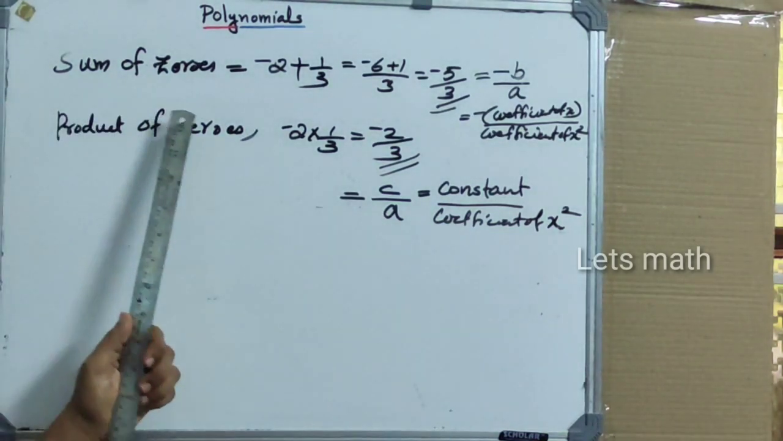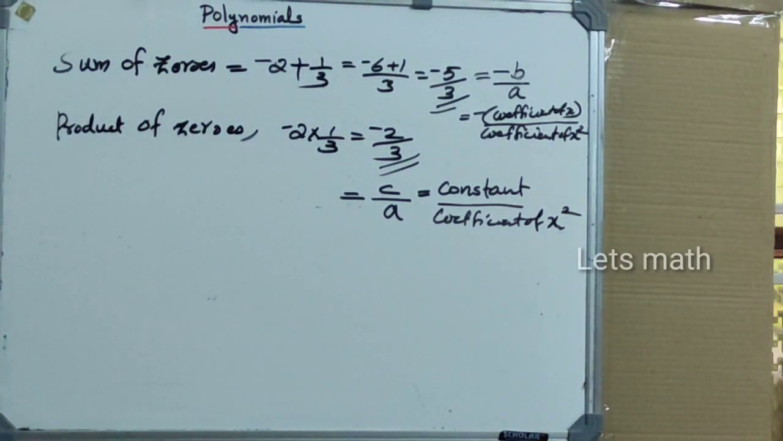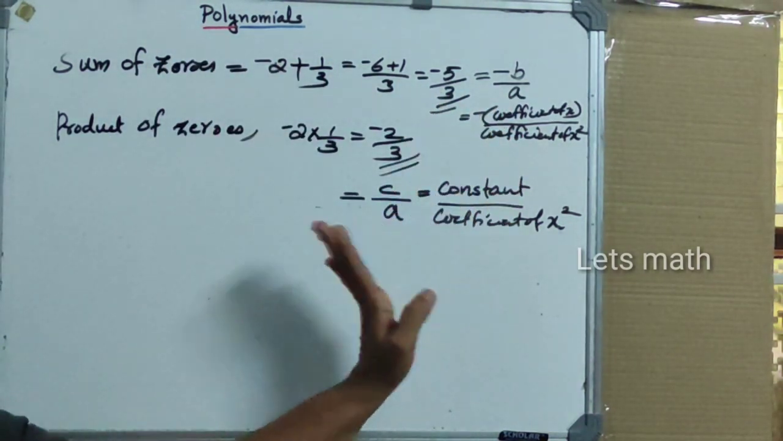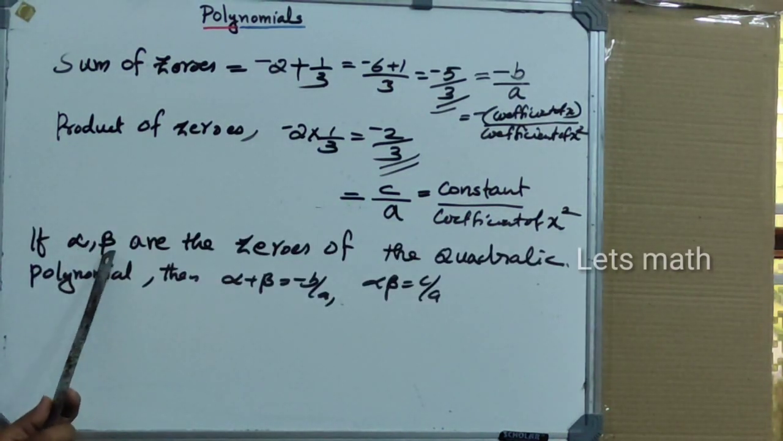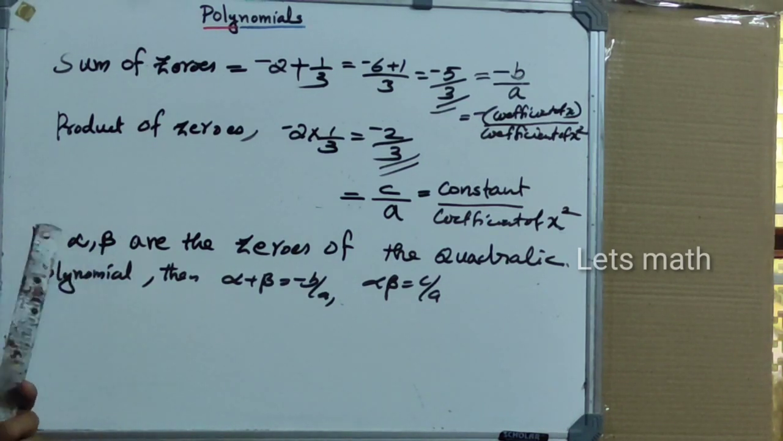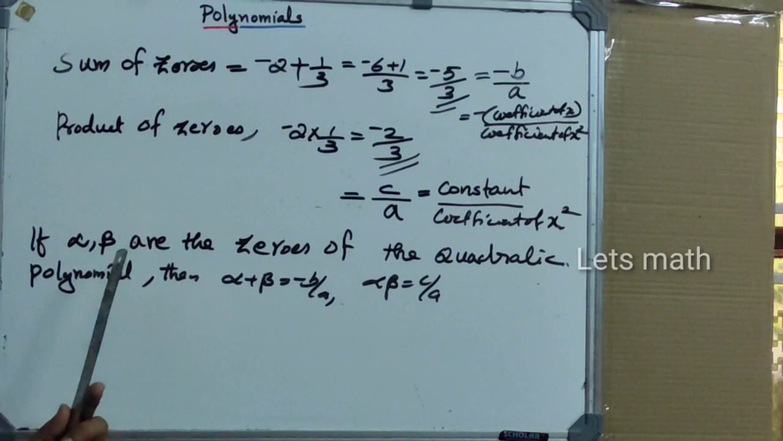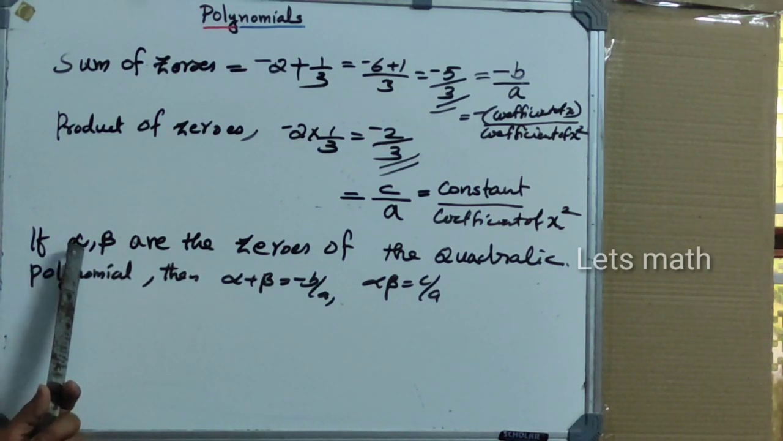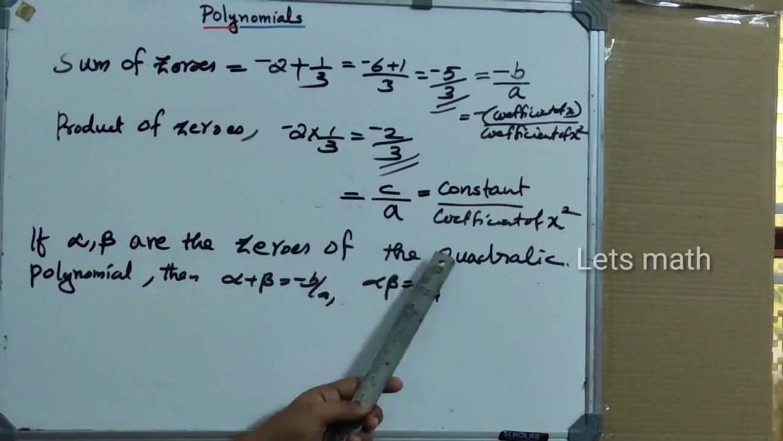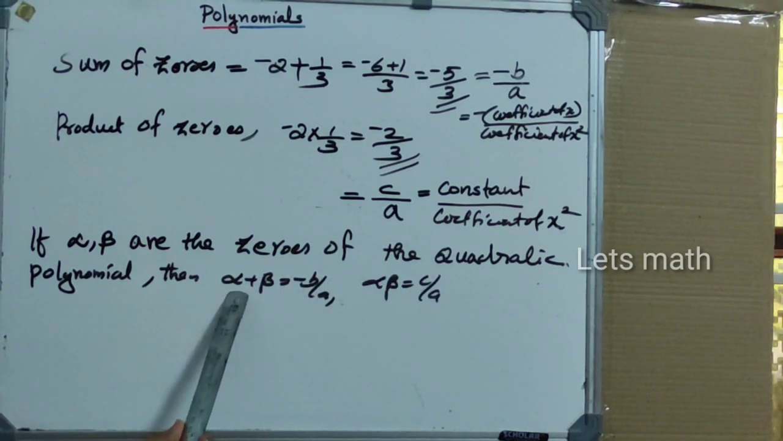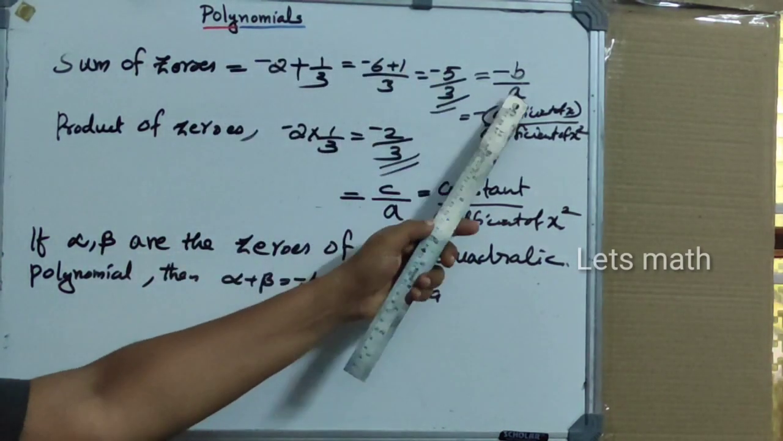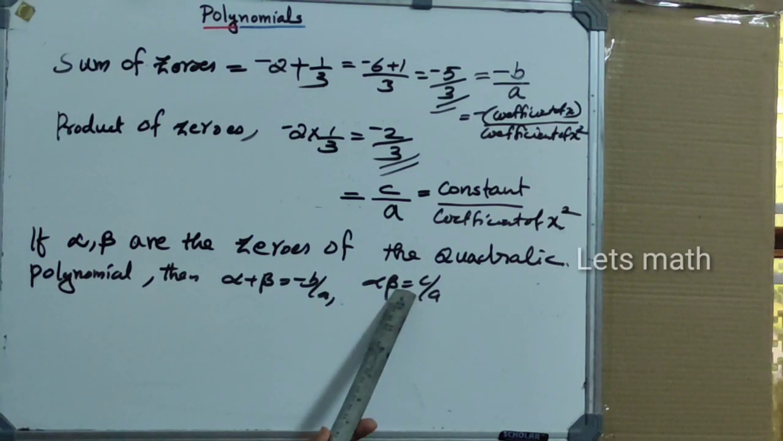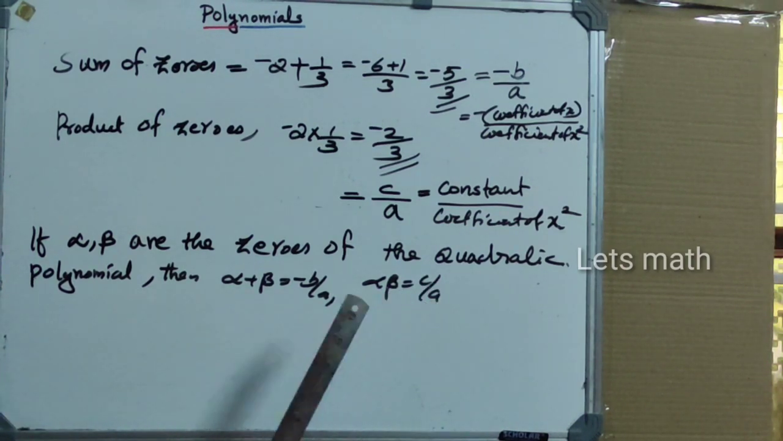Okay, now we can generalize that if we have two zeros of a polynomial, the sum of the zeros is equal to minus b by a and the product of the zeros is c by a. Then we can say alpha and beta are the zeros. Alpha and beta are Greek letters. We can consider them as constants. So alpha, beta are the zeros of the quadratic polynomial. Then the sum of the zeros, alpha plus beta, is equal to minus b by a. And the product of the zeros, alpha beta, is equal to c by a.